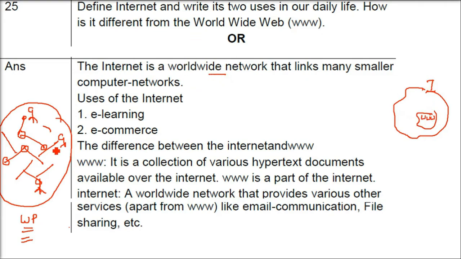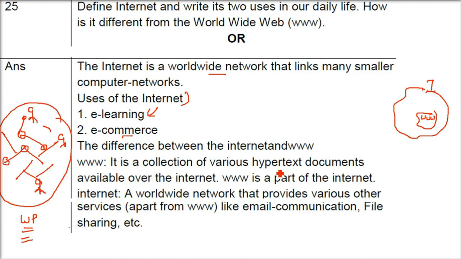So the internet is a worldwide network that links many smaller computer networks. So it's a mega network of smaller networks. The uses of the internet are e-learning and e-commerce. You have seen that this whole year we just learned through e-learning. E-commerce is selling and buying everything on the internet. You are entertaining yourself with Netflix, you are paying your bill to the electricity department by e-commerce.